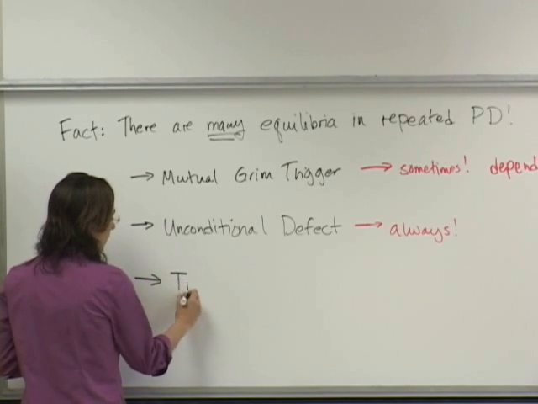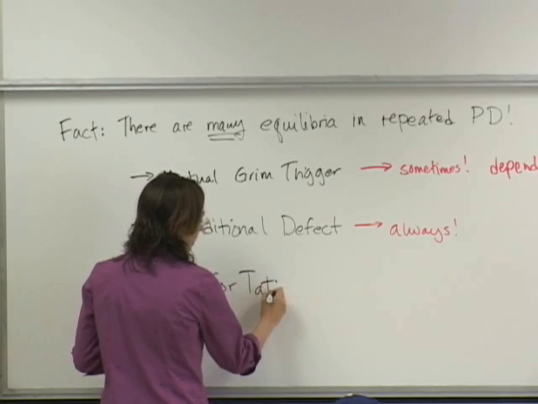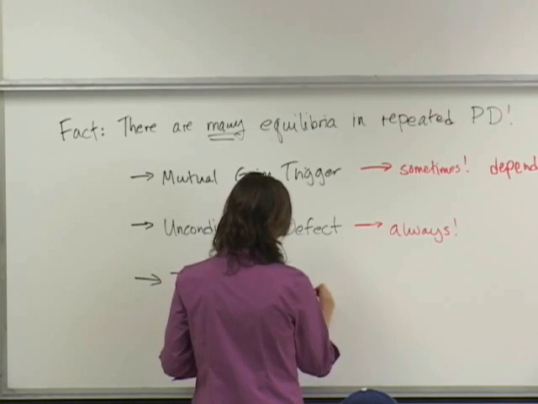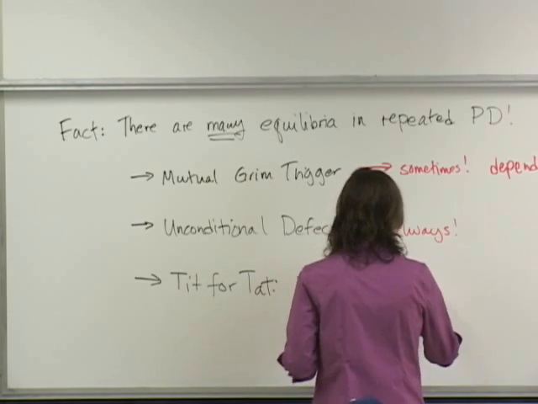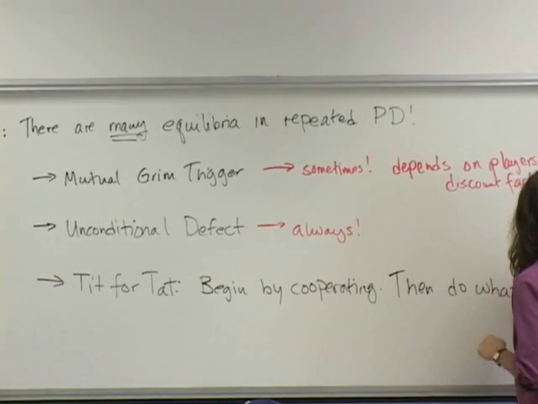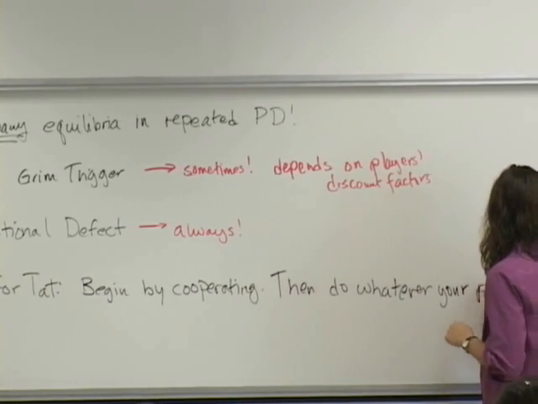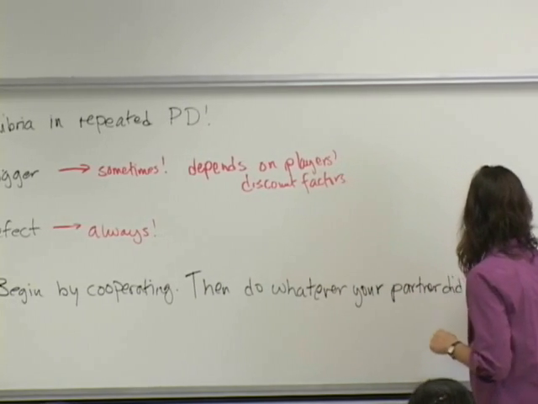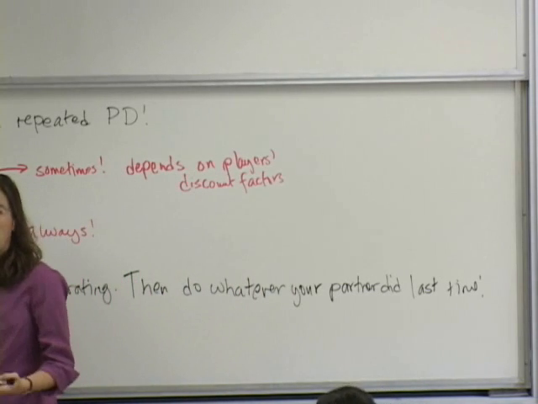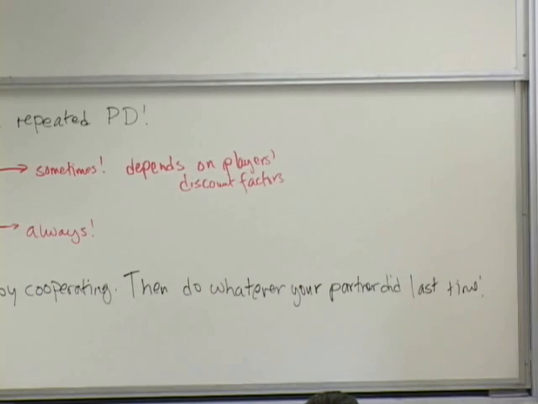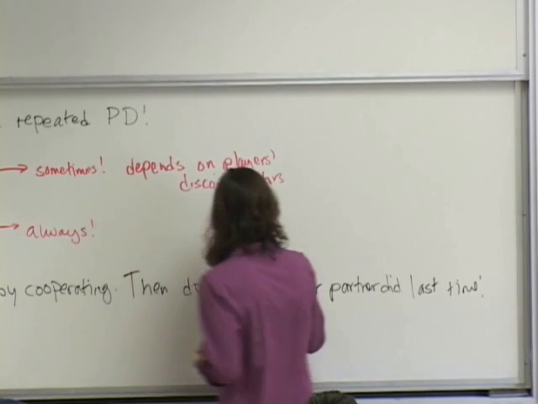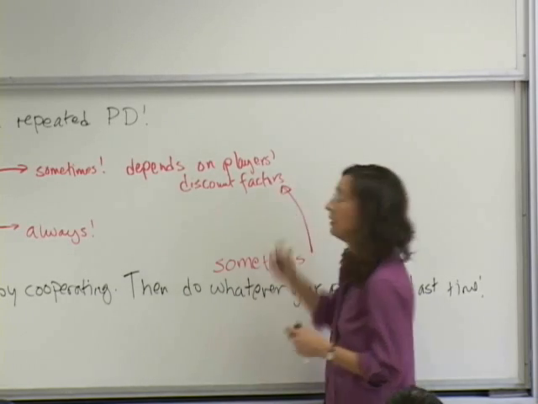Another famous one that you may have encountered in other classes is tit for tat. Tit for tat is a different strategy than grim trigger. It says: begin by cooperating, then do whatever your partner did last time. That is a different strategy that, if both players play it, will be a Nash equilibrium sometimes in the repeated prisoner's dilemma.